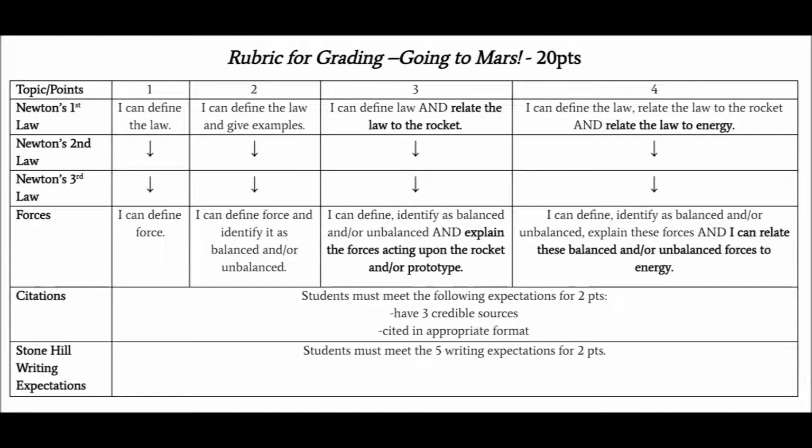So if you would like to have a higher score, you need to make sure that you're trying to reach that level 4. That not only can you identify and define the laws and explain how they apply to your rocket, but you can relate them to other things that we've talked about, like energy in particular. How does the energy influence or change through the rocket and the prototype's landing? You'll also get 2 points for having 3 sources and making sure that they're cited appropriately, and you'll get 2 points for using the Stonehill writing expectations. So please make sure that you've done those things.